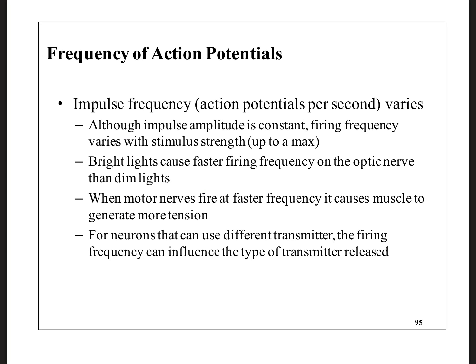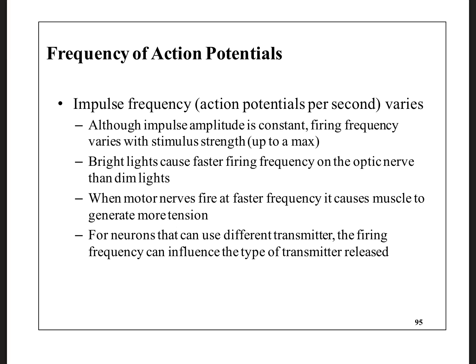Okay? And then finally, your impulse frequency. Action potentials can occur pretty fast. Their amplitude, or the size of the action potential, does not change. Positive 30 all the time, all or none, right? So the amplitude is constant, but the firing frequency varies with stimulus strength, right? So how fast or how often an action potential is generated depends upon the signal that starts it.